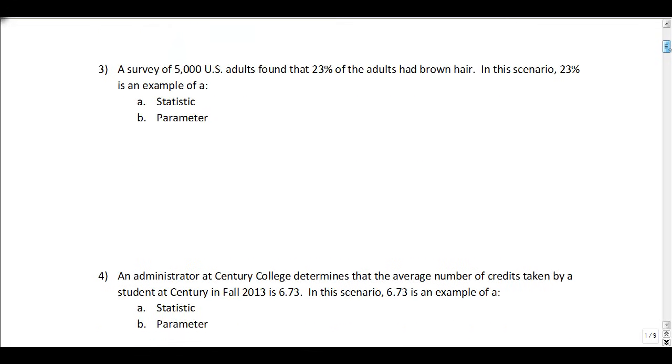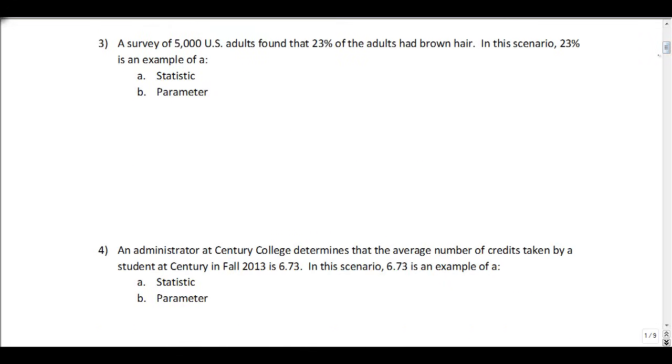Okay, number 3, it says a survey of 5,000 US adults found that 23% of the adults had brown hair. In this scenario, 23% is an example of A. So the question here is really if that number, the 23%, came from a sample, then it's a statistic. Note, sample and statistic both start with S. So if the number came from a population, then we're dealing with a parameter.